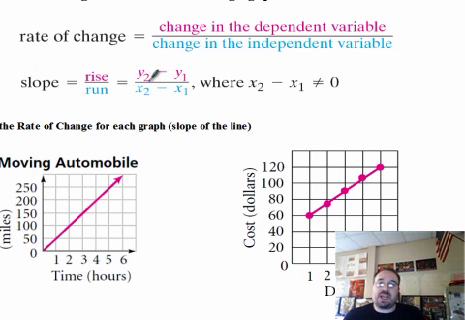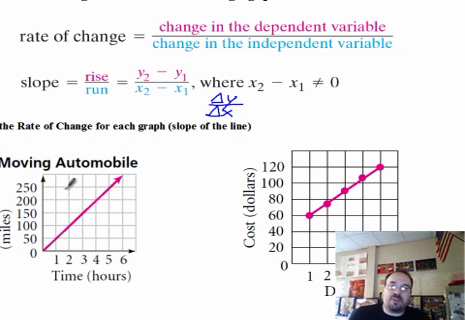Or if we actually have coordinates, we can do y2 minus y1 divided by x2 minus x1. And sometimes you'll see that subtracting the y's would be delta y, and sometimes we'll subtract the x's and call that delta x. So this is kind of like a shortcut way of saying y2 minus y1 over x2 minus x1. And x1 and y1, and x2 and y2, those are just different points.